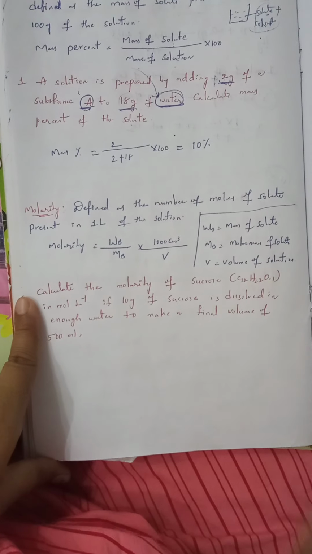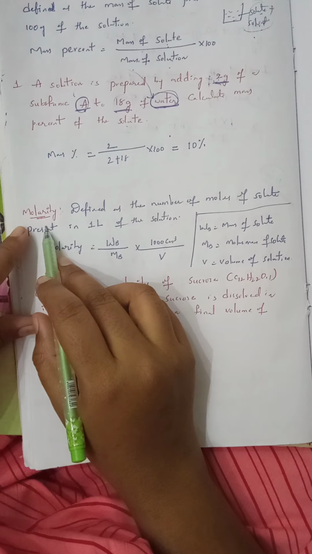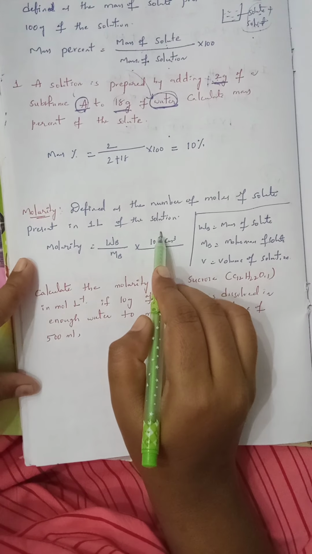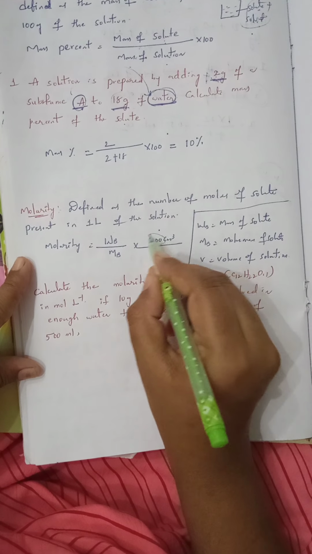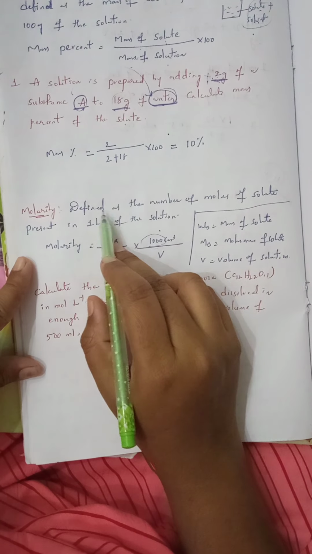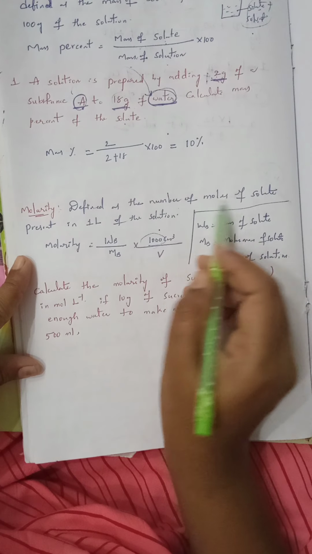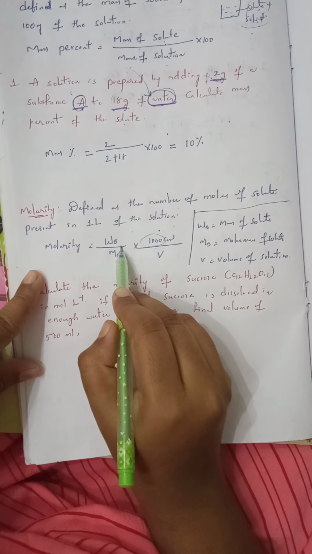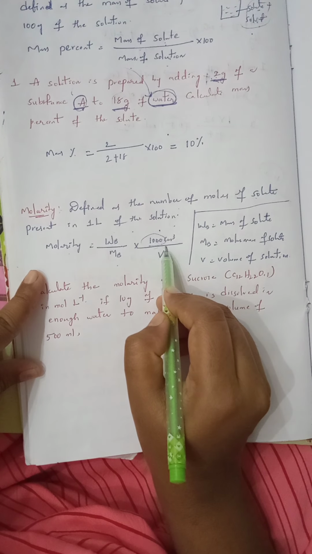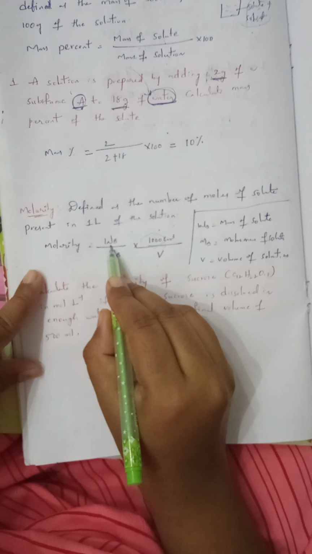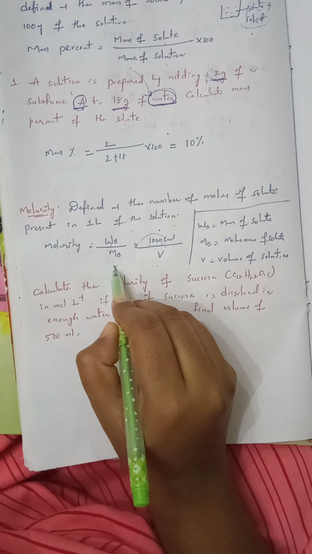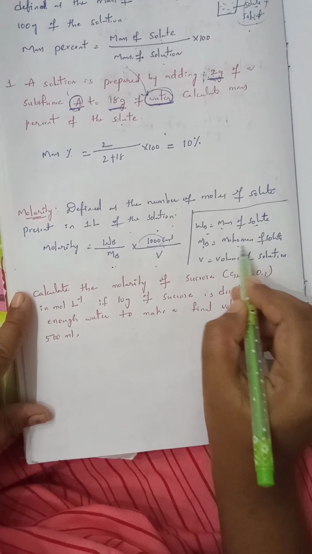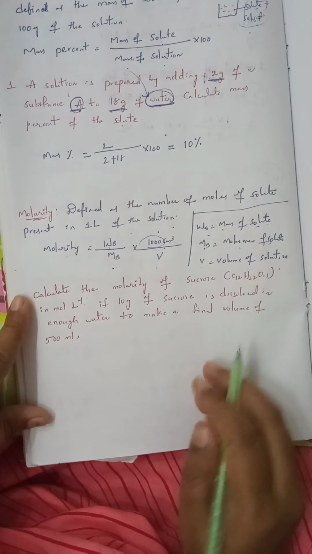Simply we can find it. Next, another one is molarity. Molarity is defined as the number of moles of solute present in 1 liter of solution. 1 liter can also be written as 1000 cubic centimeters. Molarity equals WB by MB into 1000 cubic centimeters divided by volume. WB is the weight or mass of the solute, MB is the molar mass of the solute, and V is the volume of the solution.